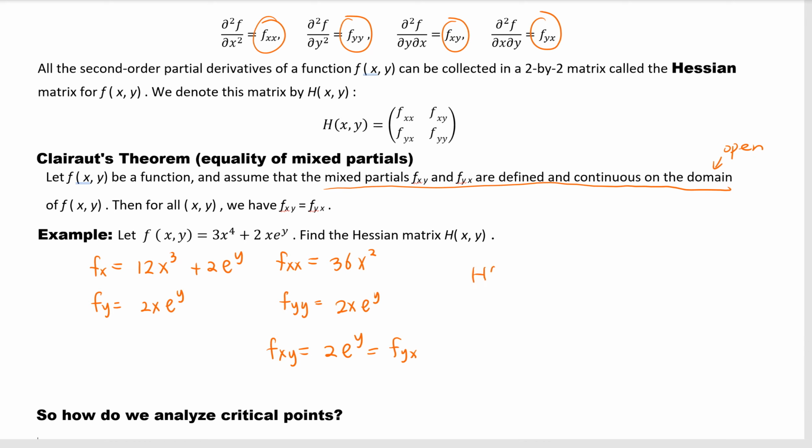So the Hessian matrix equals f_xx, 36x squared, f_xy, 2e to the y, f_yx is the same, 2e to the y, and f_yy, 2x e to the y. So this is the Hessian matrix. So far so good, everybody?